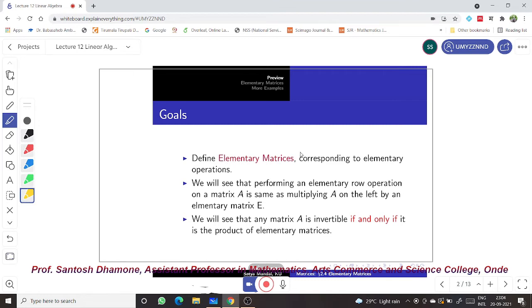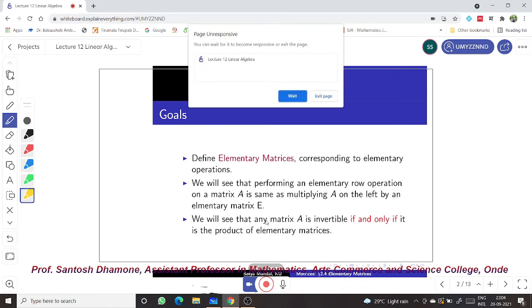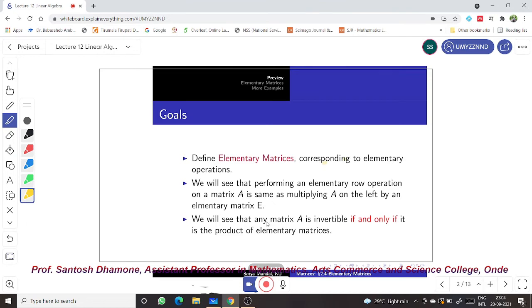We will see that performing an elementary row operation on a matrix A is the same as multiplying A on the left side by an elementary matrix E. We will see that any matrix A is invertible if and only if it is the product of elementary matrices.